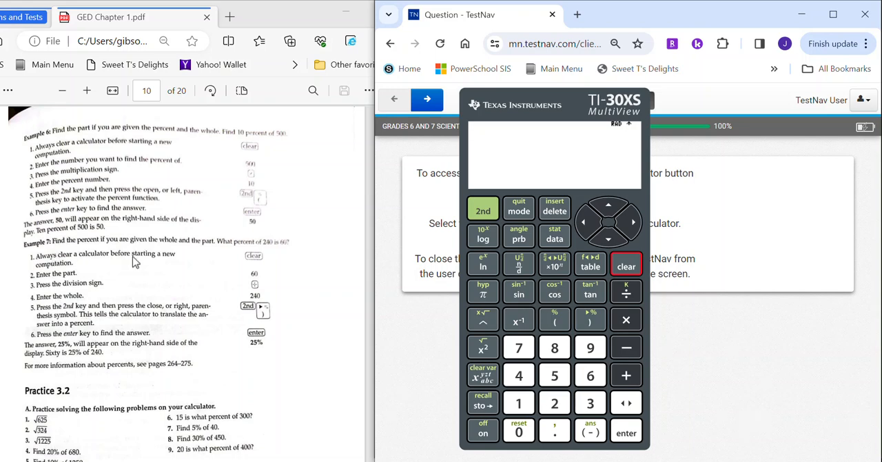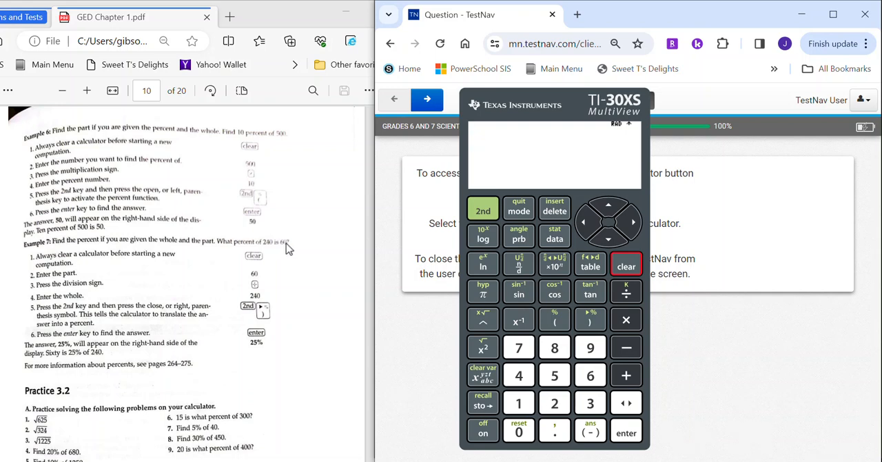Now it says example 7. Find the percent if you are given the whole and the part. What percent of 240 is 60? Okay, so we cleared it out like step 1. It says enter the part. What percent of 240 is 60? The part is typically the lower value or the number that's after or before the is.